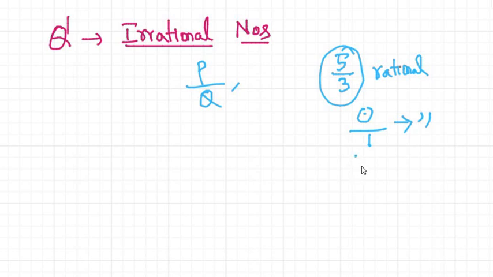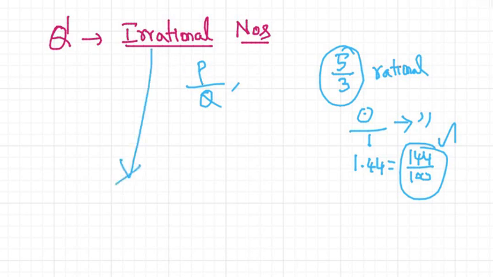Somebody said 1.44 is irrational. No. 1.44 is nothing but 144 by 100, which is rational. Any number which can be expressed in this format is rational. Tell me a number which cannot be expressed in this form. These are basic things I am talking about, 7th standard, 8th standard maths. You all study 10th maths, definitely. Give me an example of an irrational number. Think and answer the question.